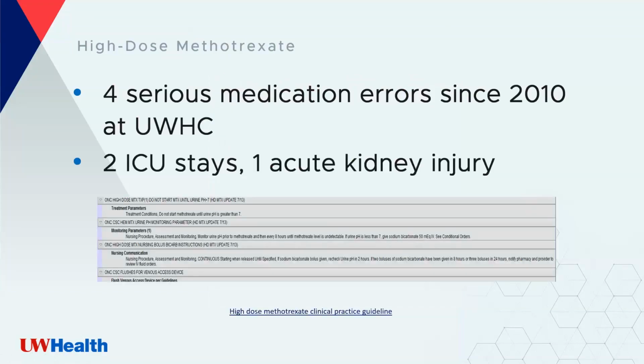High-dose methotrexate is kind of near and dear to my heart, as well as Mike Fallon, who's done an enormous amount of work on this over his years at UW. We've had 4 serious medication errors since 2010 here at UW, including 2 ICU stays, 1 acute kidney injury, and possibly 1 death due to this. We've made a lot of different changes in the way we give high-dose methotrexate, in our monitoring, and in our treatment plans to shore up our defenses. We also have a high-dose methotrexate clinical practice guideline that we've used to try to make this rather dangerous drug safer, and I've linked it here in the slides.